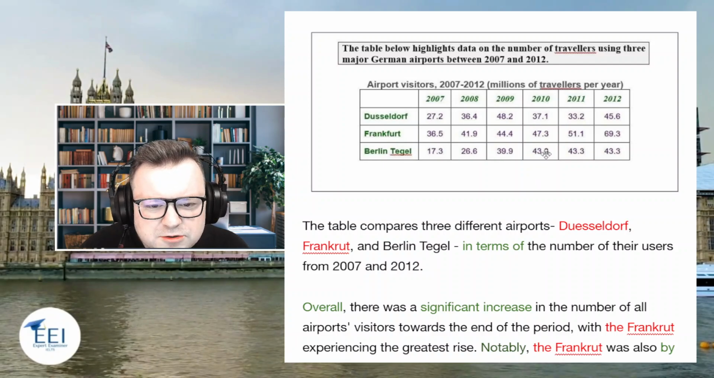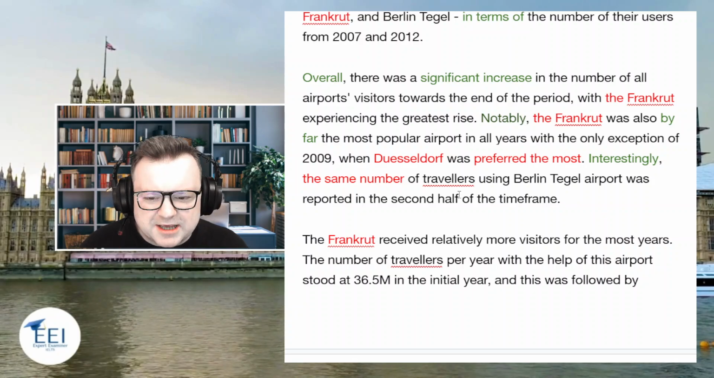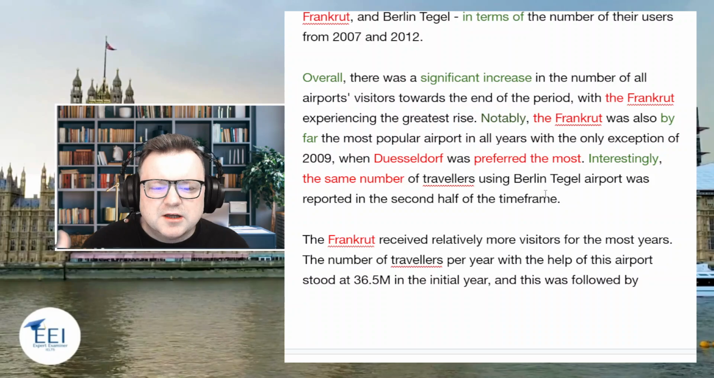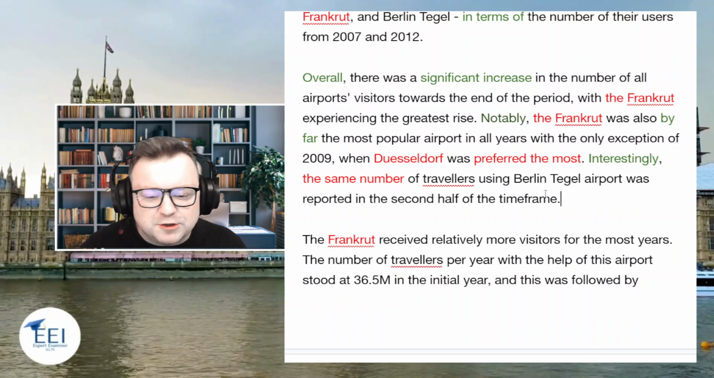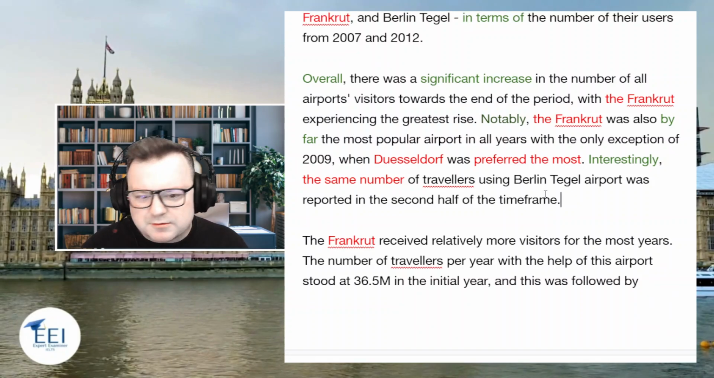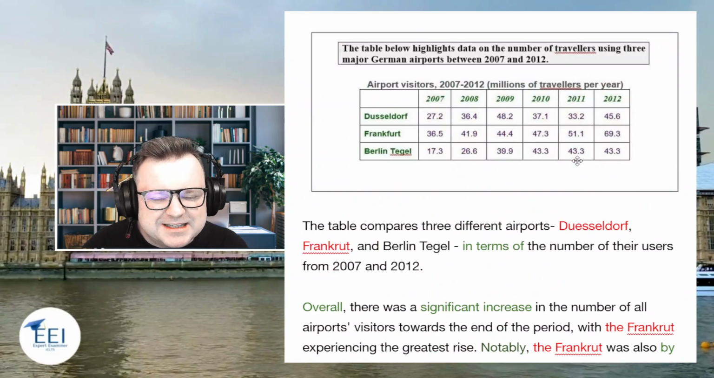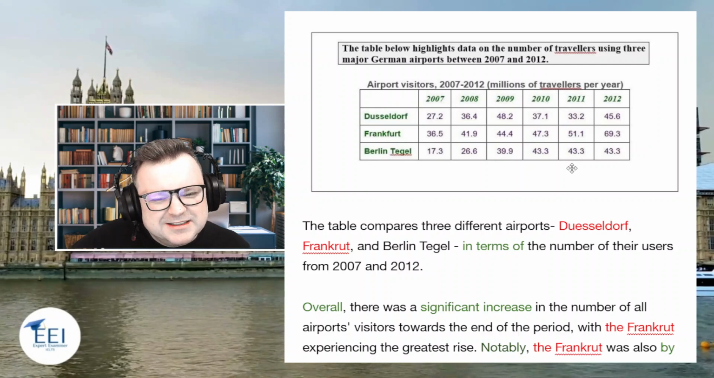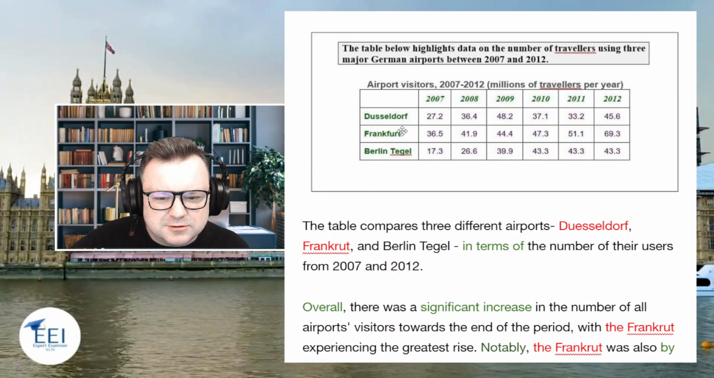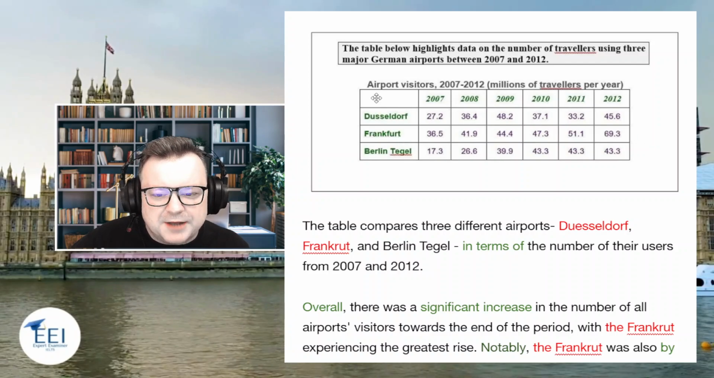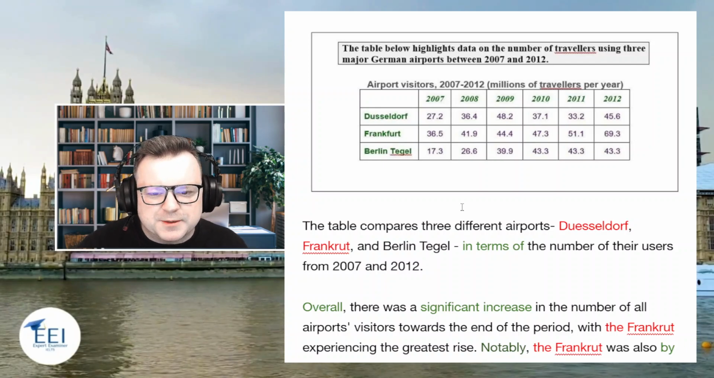Maybe candidate means in 2010, 11, and 12. Okay. So interestingly, Berlin served the same number of passengers in the final 3 years, or something like that. So I don't know if that's really a key feature. For me, that's not a key feature. The two key features are that Frankfurt remained the most popular, and Dusseldorf and Berlin were kind of neck and neck for the period.